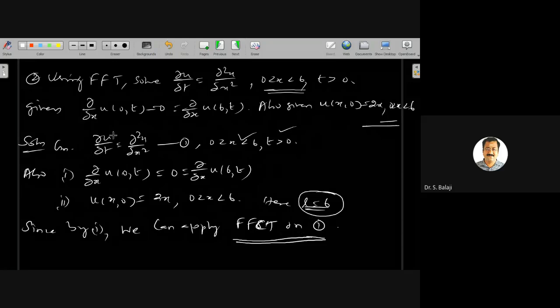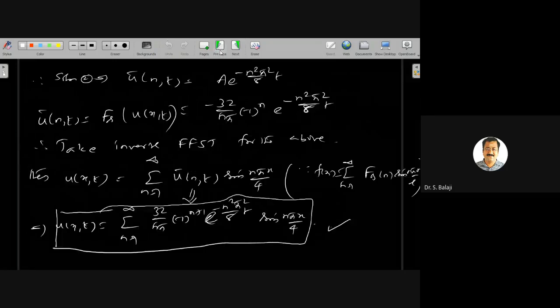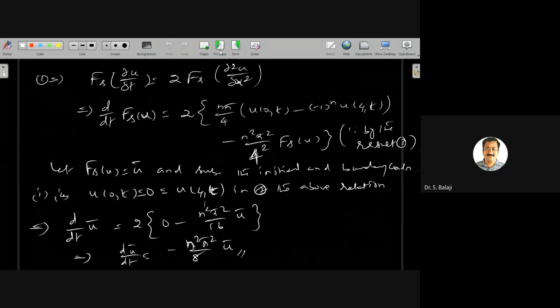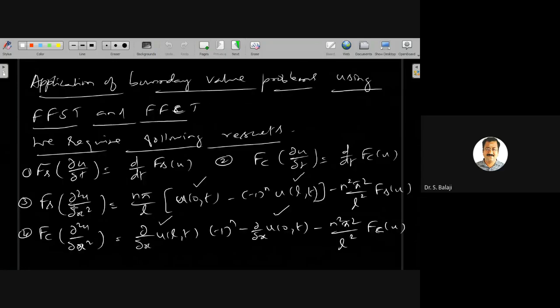The left side, if you take Fourier cosine transform on 1, FC of ∂u/∂t equal to FC of ∂²u/∂x². Left side is d/dt of FC of u. And right side, for cosine transform we have the result: FC of ∂²u/∂x² equal to ∂u/∂x of u(L, t), L equal to 6.